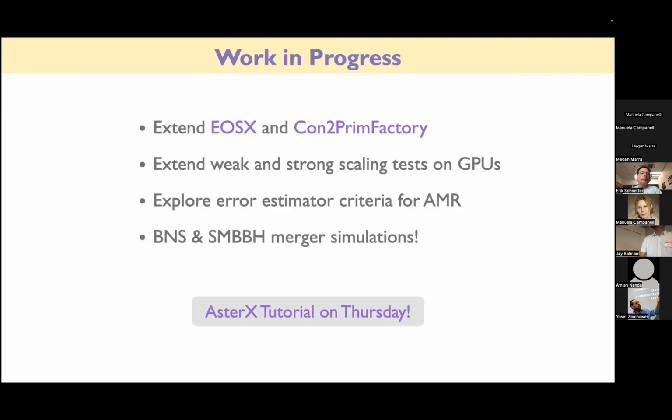AsterX is certainly a work in progress. We want to extend again the ILGRMHD and Quantum Factory modules and extend our scaling tests too. We also want to explore these error estimator criteria for AMR, how you want to dynamically adjust your grids, and eventually perform BNS and supermassive binary black hole mergers.